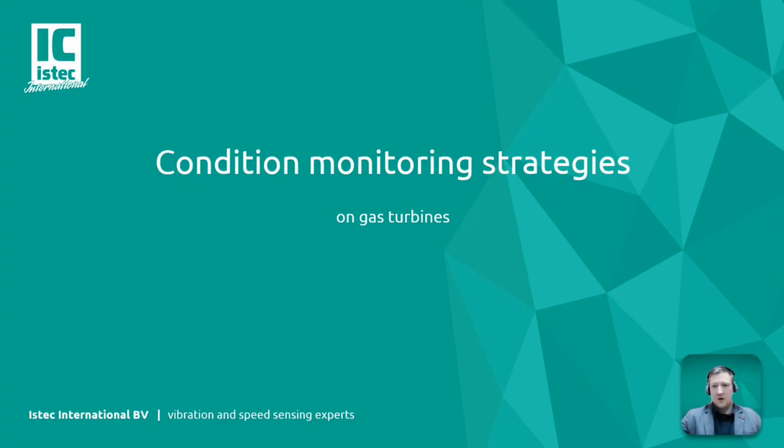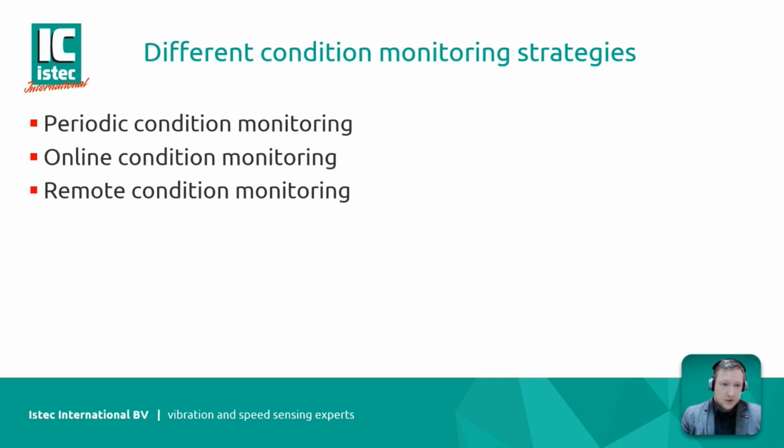So to monitor the health of any rotating equipment, a condition strategy must be determined. So let's have a look at these strategies. And the strategy chosen will also affect the hardware to be used. And that will come next in the webinar, so that you can differentiate between three types of condition monitoring strategies. One is periodic, one is online, and one is remote.